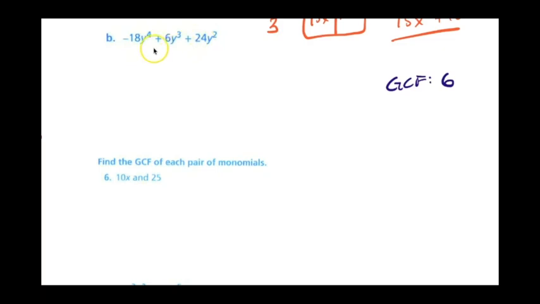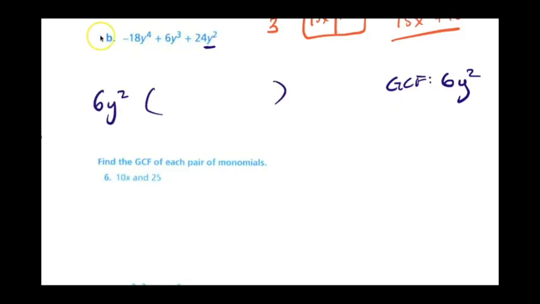Then we're going to work on the variables. This has 4y's, this has 3y's, this has 2y's. You can only pull out what they all have in common. The biggest number they all have in common. In this case, that's y squared. You can't pull out 4y because this only has 3, this only has 2. You can only pull out basically the smallest they all have in common, which is y squared. So that's my GCF.